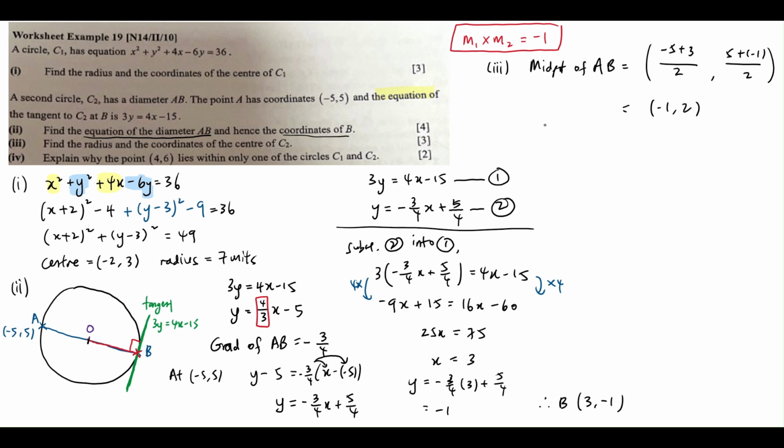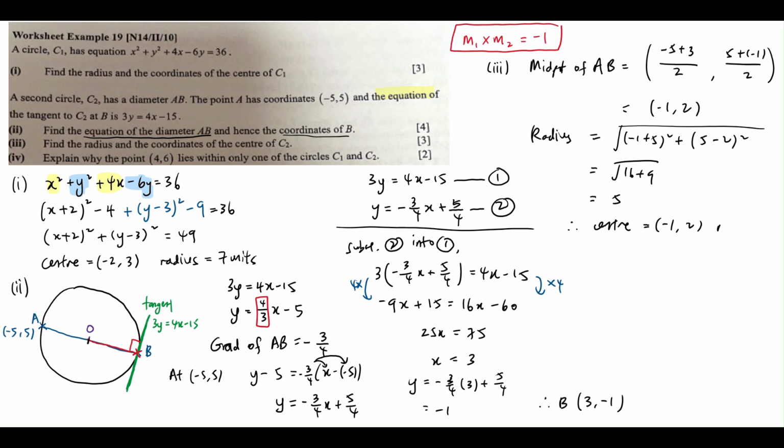Now to find the radius, simply you can use AO to find the length, or OB to find the length, because both of them are radius. So I will just use the square of negative 1 plus 5, 5 minus 2 squared. This is just applying the length formula, so I'll do it a little bit faster here. 16 plus 9 is 25. Square root 25 is 5. So which tells you that the center is (negative 1, 2), and the radius is 5 units. Okay. Now it's a little bit squeezy here. I hope you are still able to see it carefully.